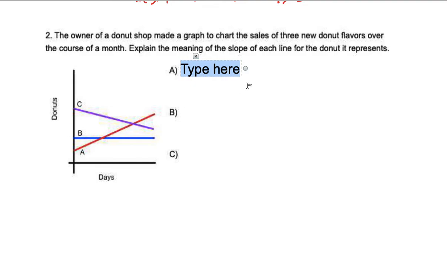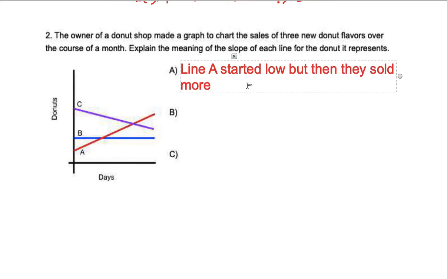So for line A, started low, but then they sold more donuts every day. Something like that. It doesn't have to be that exact sentence. It just has to get that idea across.